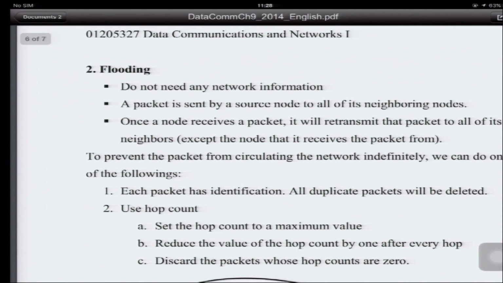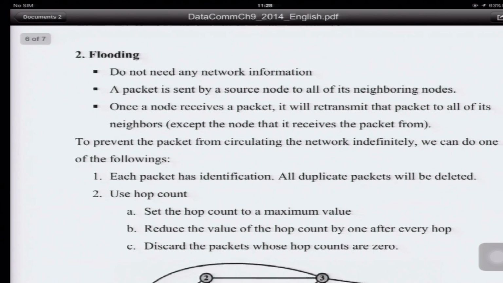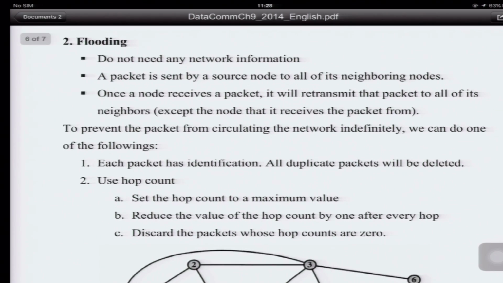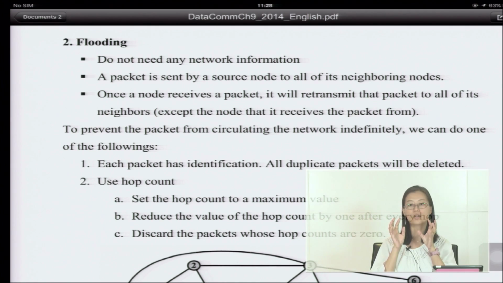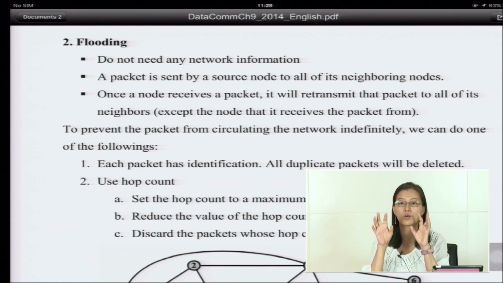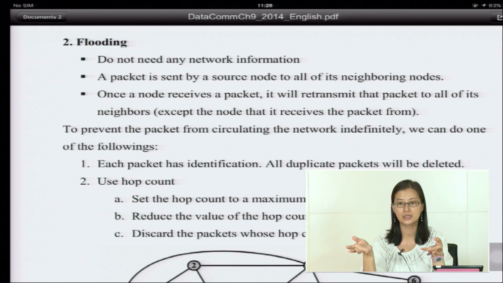So we are done with the fixed cost routing. Next, we will talk about the flooding algorithm. Flooding is used if you don't know anything about the network information. For least cost routing, you have to know everything, right? You have to know how it's connected and the cost of each link. So you have to know the structure of the network and all the costs. Then you can use least cost routing. But if you don't know anything about the network, you cannot use that. Then you can use flooding.